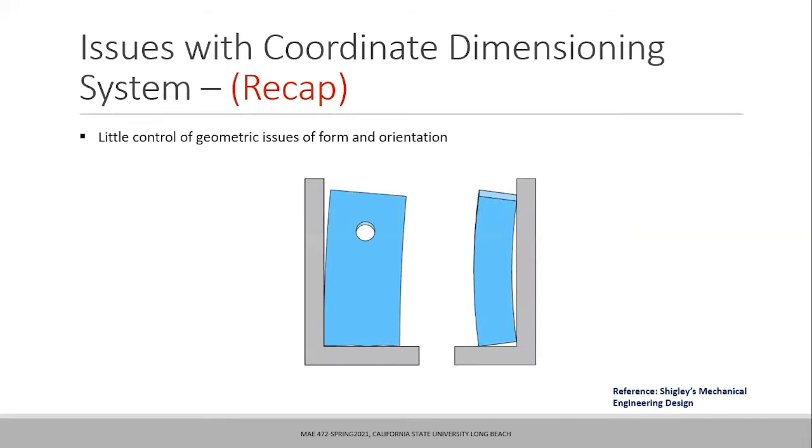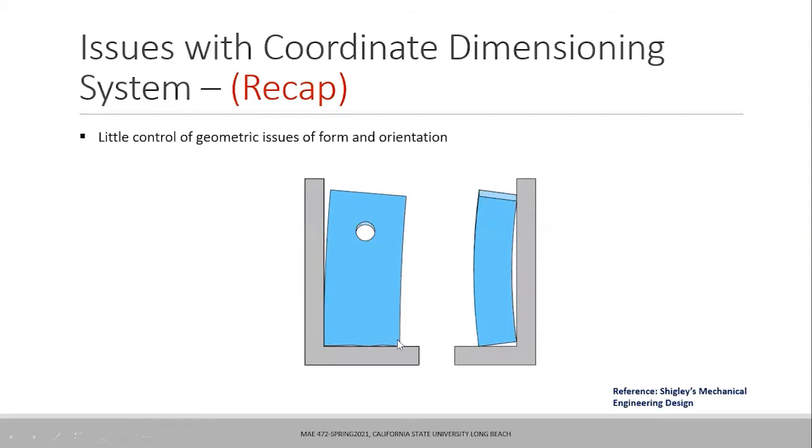So when we say coordinate dimensioning, it basically means that we are specifying only the dimensions in the engineering drawing, with plus minus tolerances at maximum, but we have little control over the form and orientation of the part that is going to be fabricated. And in order to address this issue, as you are seeing here, the figure here basically shows that it is not properly oriented.